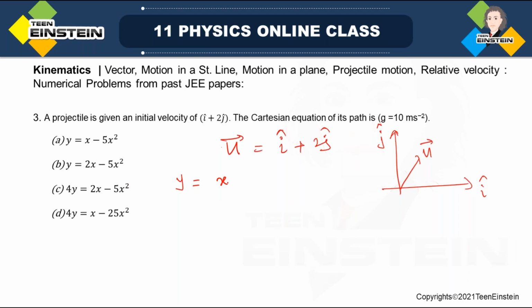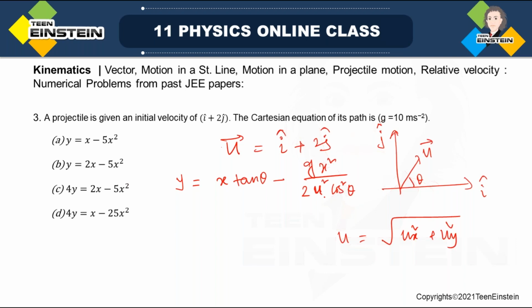Y is equal to, the general formula, x tan theta minus g x square by 2 u square cos square theta. What is that theta? Theta is the angle that the velocity vector makes with the horizontal, and u is the velocity. This is actually the total velocity, not the component one. This is the magnitude of the total velocity u. That means you have to find out the square root of ux square plus uy square. This is the total velocity.